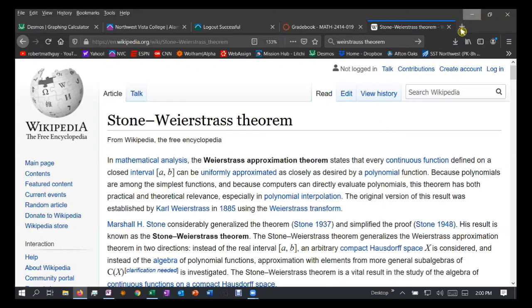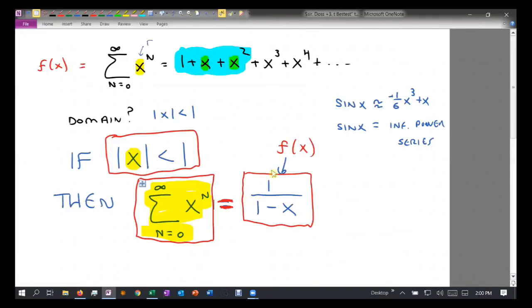That's exactly what we're doing right here. We're saying, hey, look, this function is continuous, not everywhere, but it is continuous, at least not at 1. Everywhere other than 1, it's continuous. So I should be able to approximate it by a polynomial.